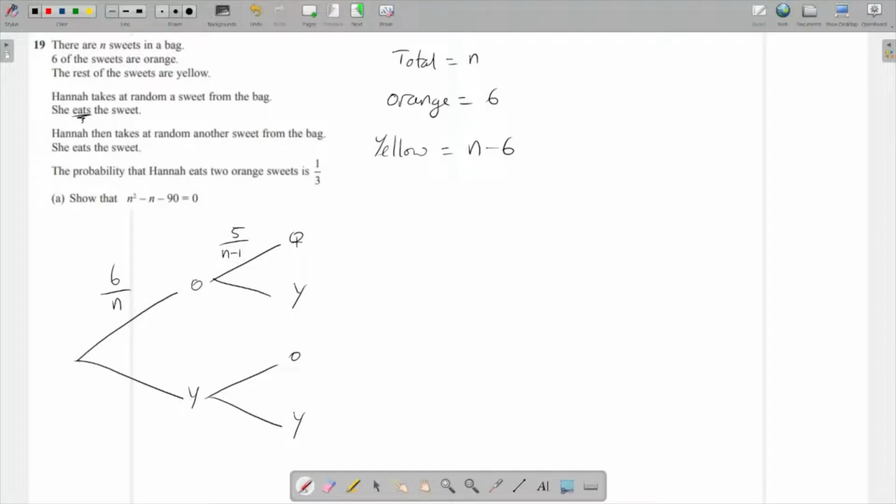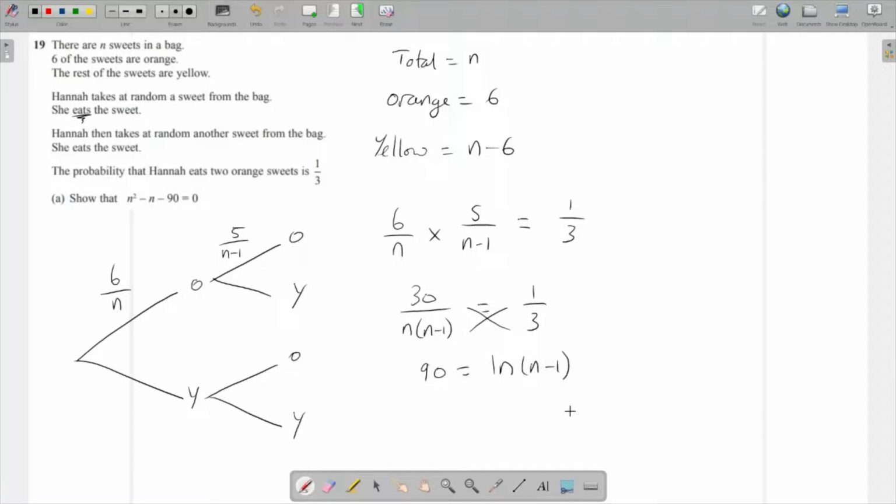And then in order to get this branch, we want to multiply the two probabilities. So it's going to be 6 over n times 5 over n minus 1. And we know that the probability that she eats 2 orange sweets is 1 over 3. From here, we need just a bit of simplifying and rearranging. So we have 30 over n minus 1, which is equal to 1 over 3. Then we can cross multiply on both sides. So it would be 90 equals n minus 1.